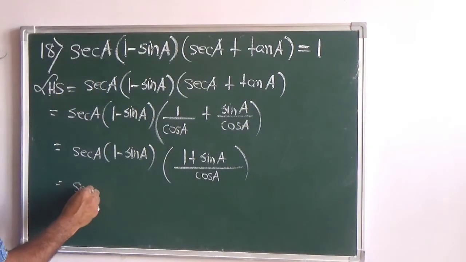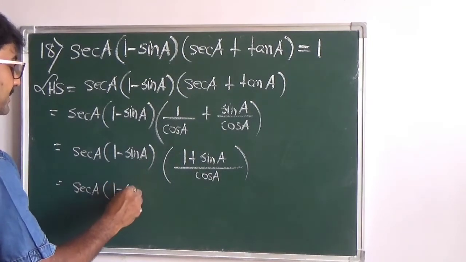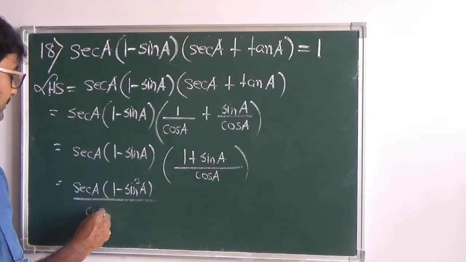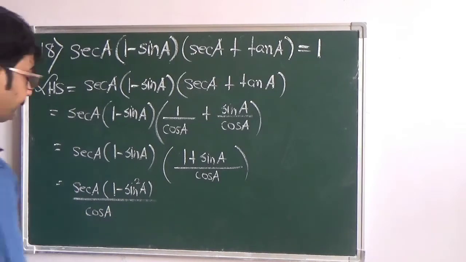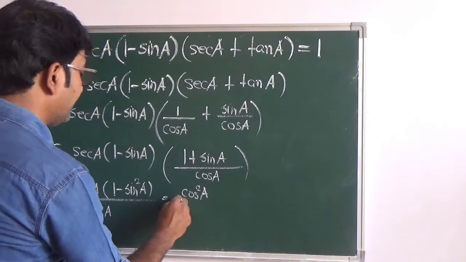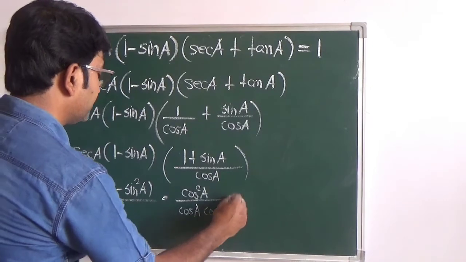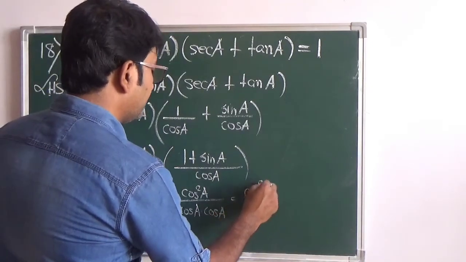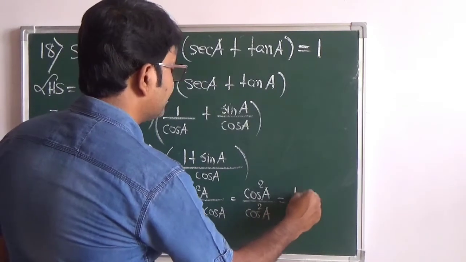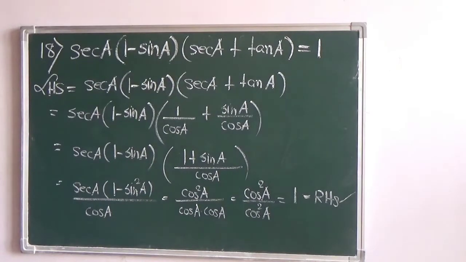So sec of A, 1 minus sine A into 1 plus sine A is 1 minus sine square A, divided by cos A. So this becomes cos square A divided by cos A into cos A. So this is cos square A divided by cos square A, and that gives us 1. So that is the value on the right side.